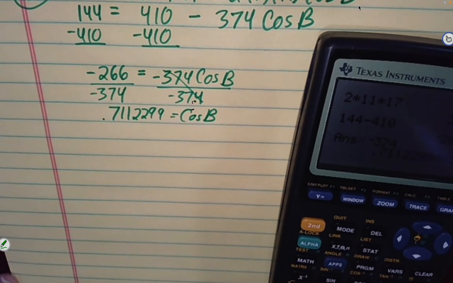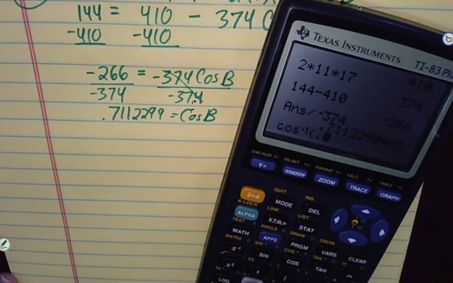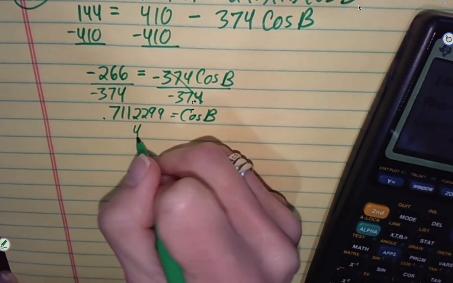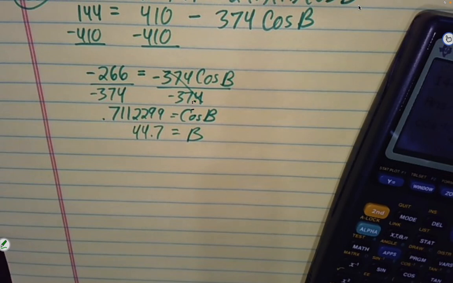But we're trying to find angle B. So I must press second cosine and type in that number, 0.7112299. And I get 44.7 equals angle B. So that is number 33, 44.7 degrees.